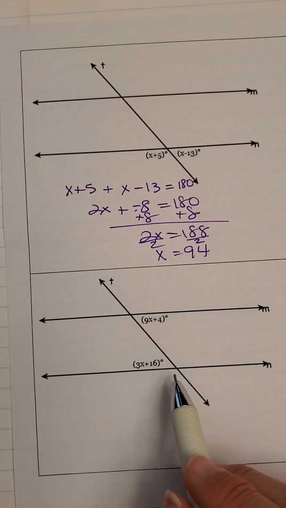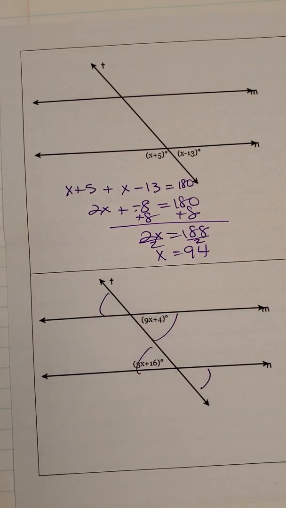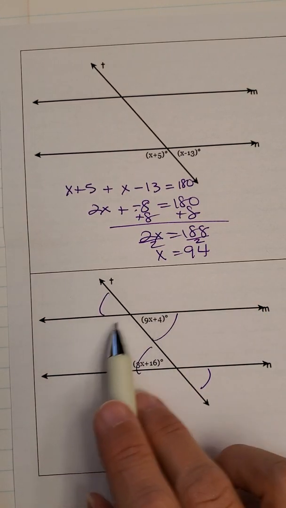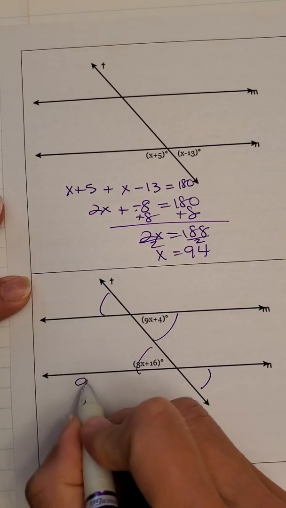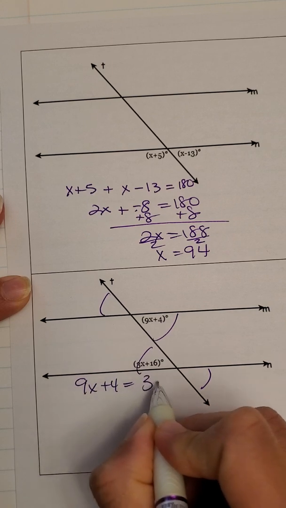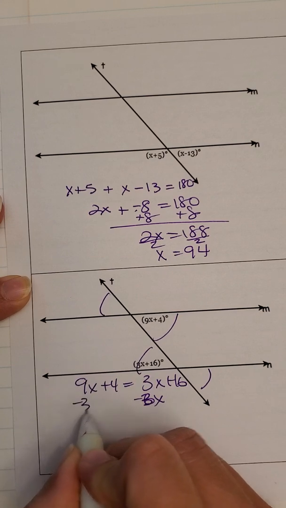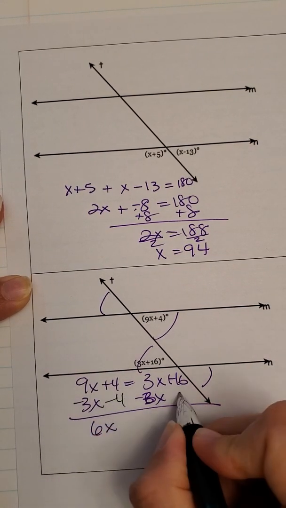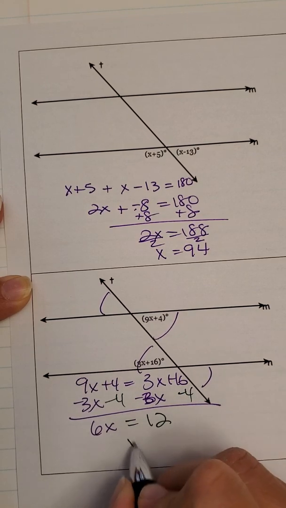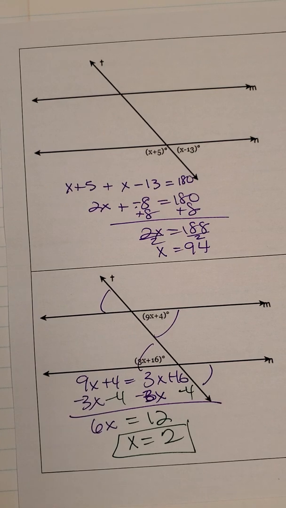What about this one? Did you decide? Well, if you're not sure, you say, remember every other kind of thing going on there. Those are both smaller angles than the rest of those. So these are equal. So I'm going to set them equal to each other. 9x plus 4 equals 3x plus 16. Then I'm going to subtract 3x from both sides and get 6x. I'm going to subtract 4 from both sides and get 12. So x equals 2.